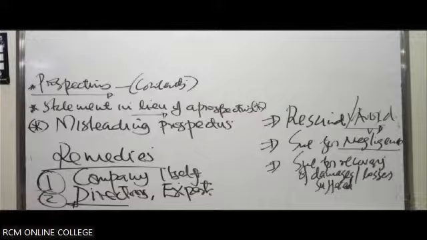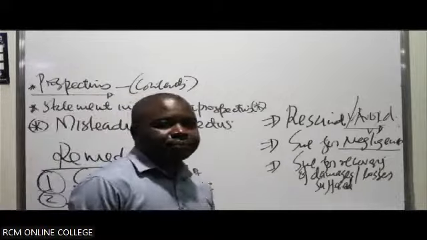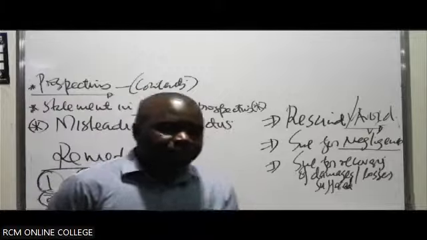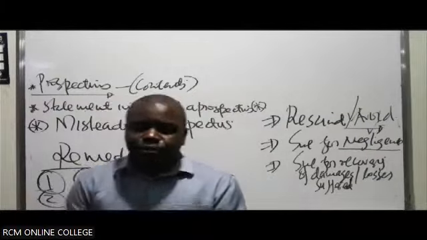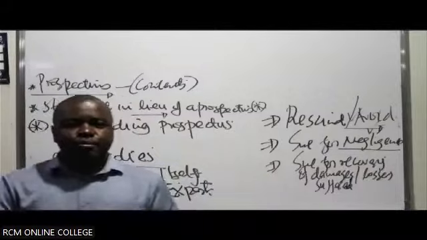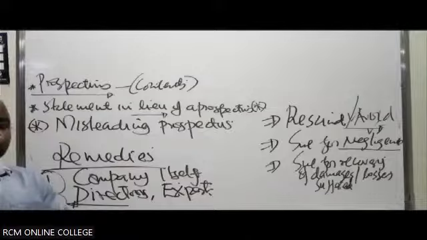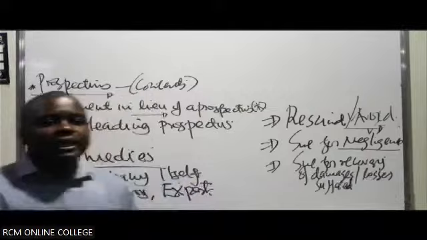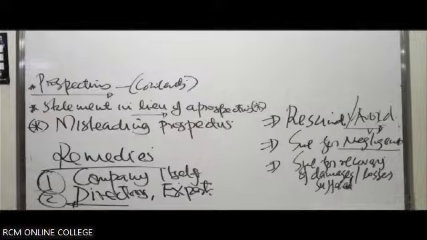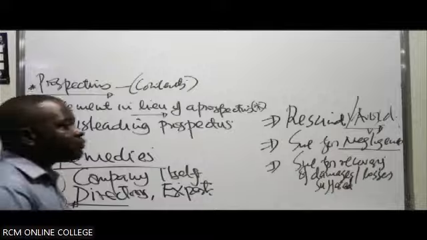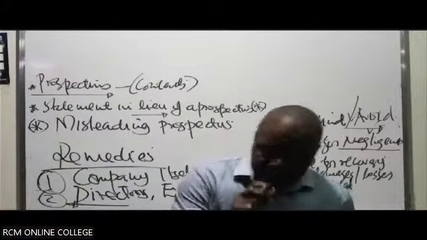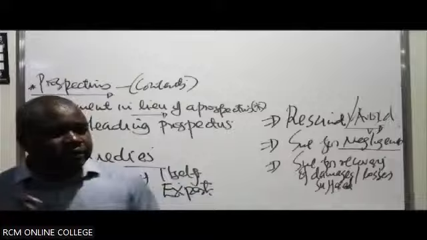And to be able to resign, he must prove that this particular prospectus was indeed issued by the company. Number one, he must prove it was issued by the company, so he provides evidence that the prospectus was by the company. Number two, he must prove that he relied on it, and that is what convinced him to buy the shares of the company. He relied on it to make an informed decision.